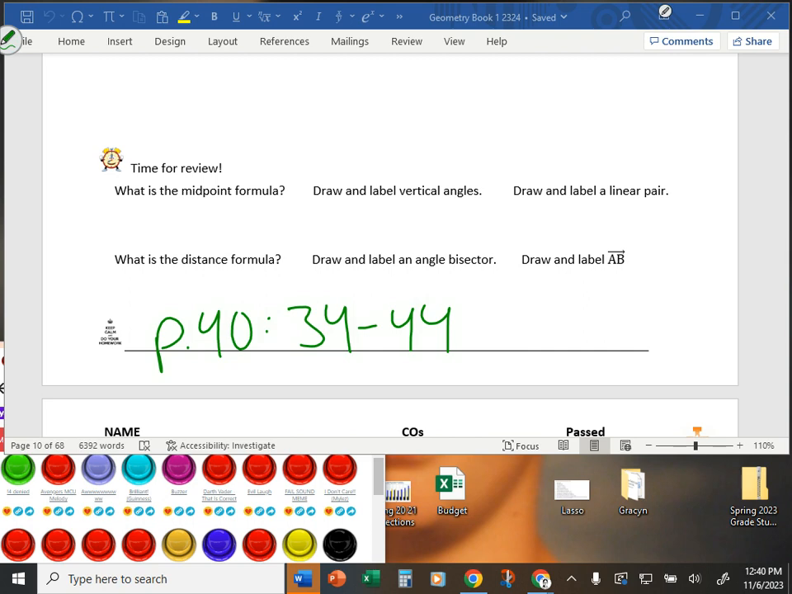On page 40, I would like you to do 34 through 44. Questions? Only 11 questions. That's 10. That's 11. I'll let you figure it out. 34, 35, 36, 37, 38, 39, 40, 41, 42, 43, 44. If you're counting 34 as one of them and 44 as one of them, there are 11 questions. Their difference is 10, but there are 11 questions.